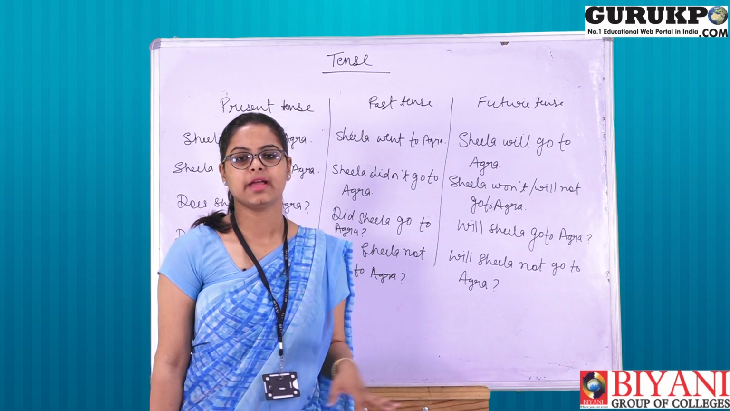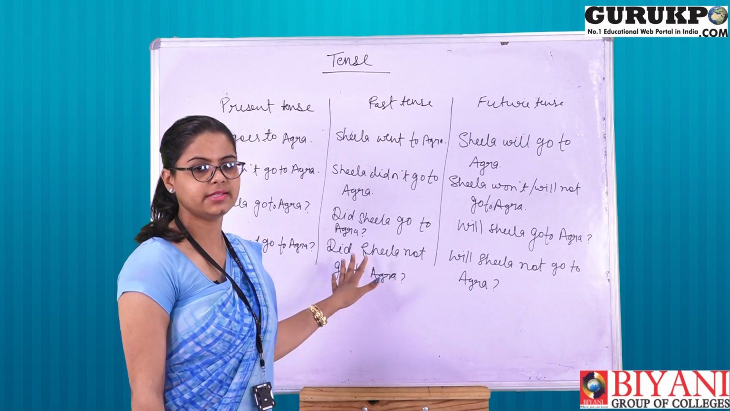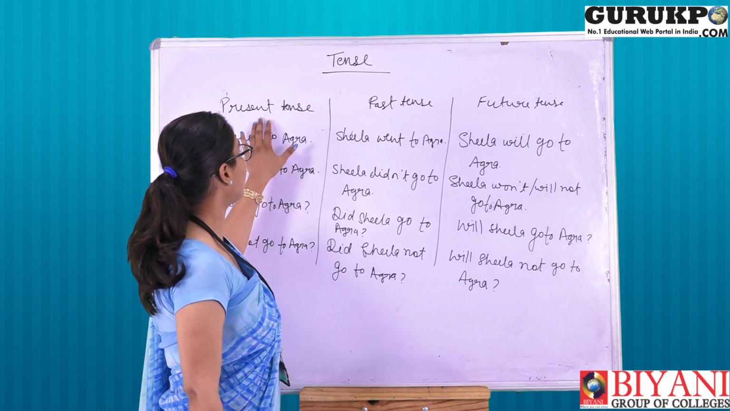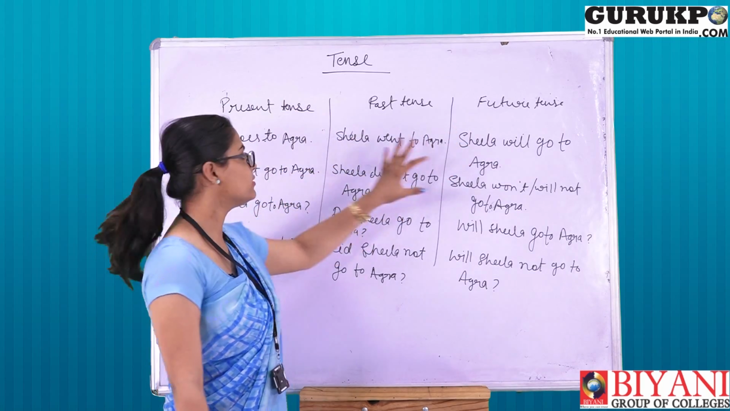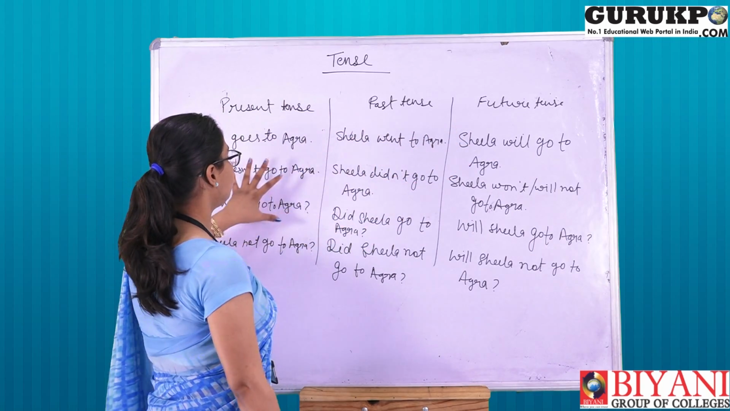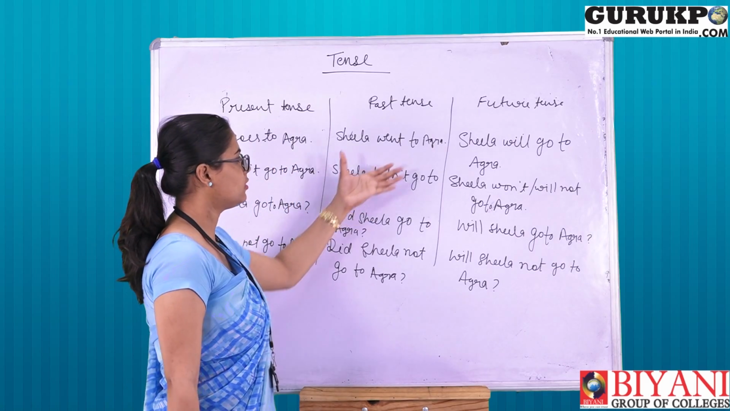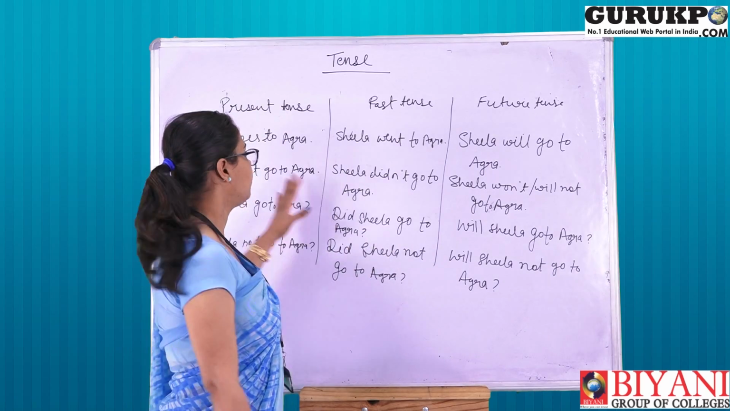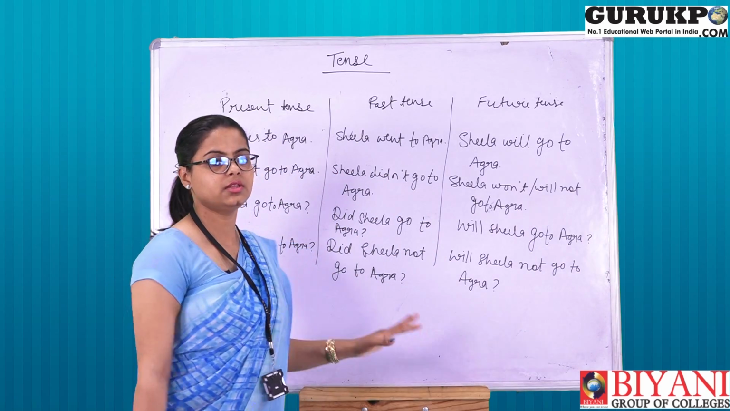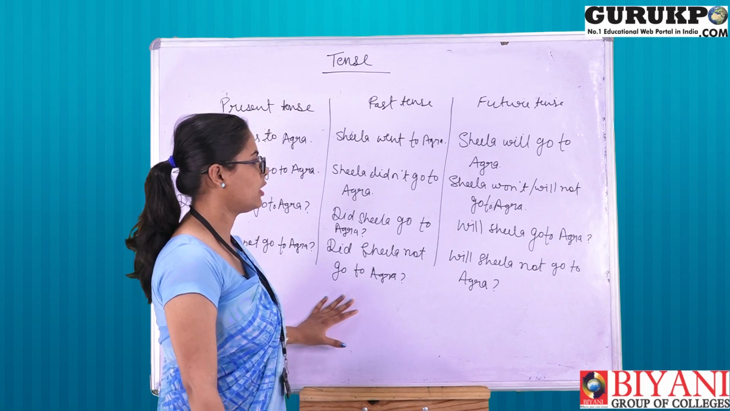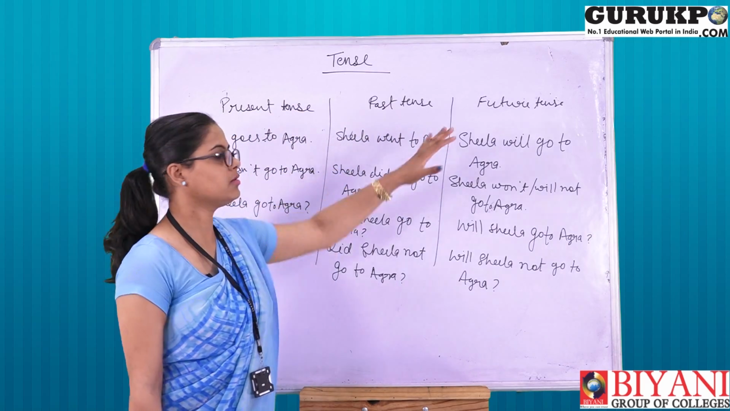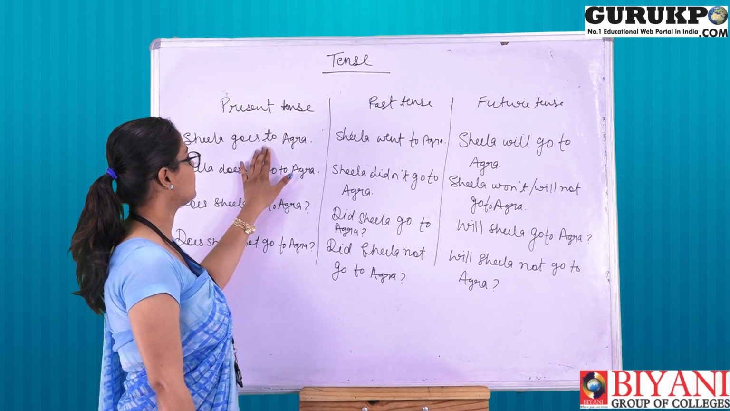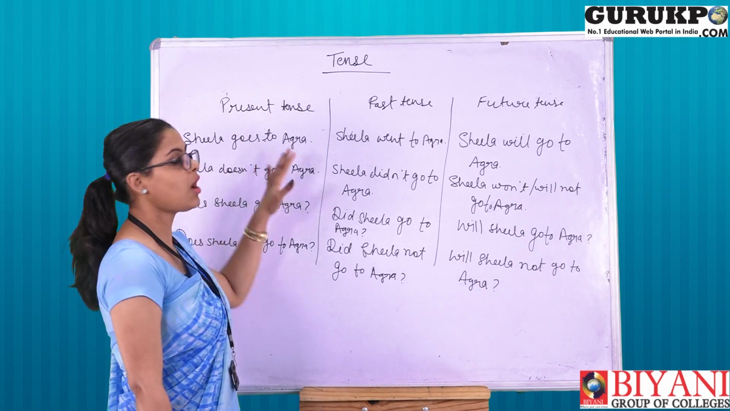Now students, I have here some sentences for you that will define the things about present, past and future, and in this way you can make a comparison of what kind of auxiliary forms and what kind of first, second, third forms are used in these sentences in present, past and future tenses. Okay, the first is present simple tense. It is: Sheila goes to Agra.